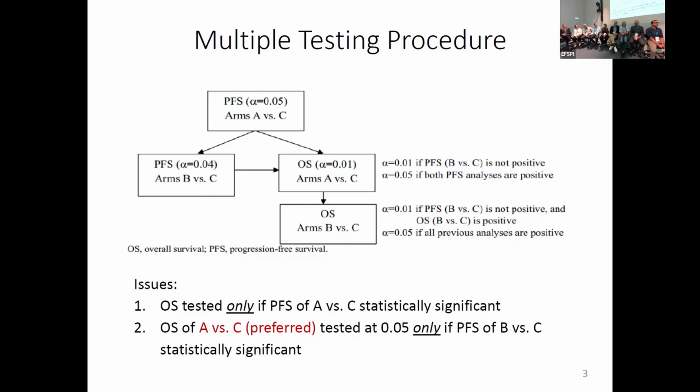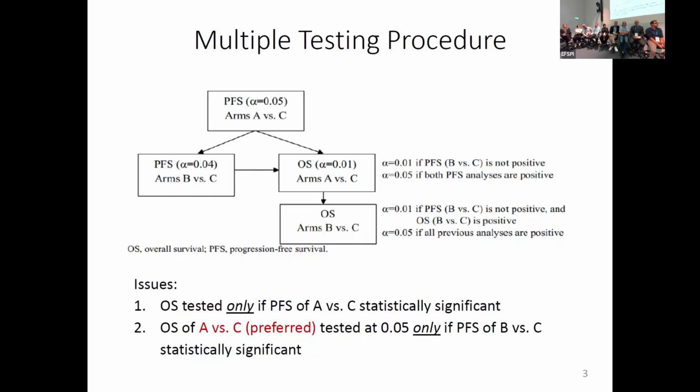But of course, if PFS of B versus C was significant, they could recall the alpha level of that comparison and test then the OS at 5% as well. And then if that succeeded, they would go down to the OS of B versus C.